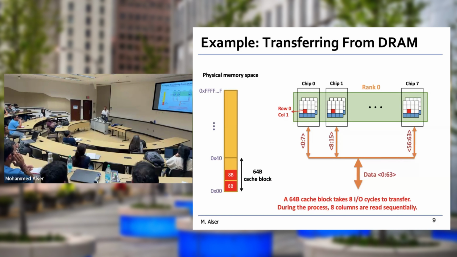How many times do I need to do that? 8 times. Excellent. Because each time gives me 64 bits, and I need 8 of those. So how many clock cycles, basically? 8, right? Because those chips work at every edge of the clock cycle. So I need 8 times, which means 8 clock cycles.